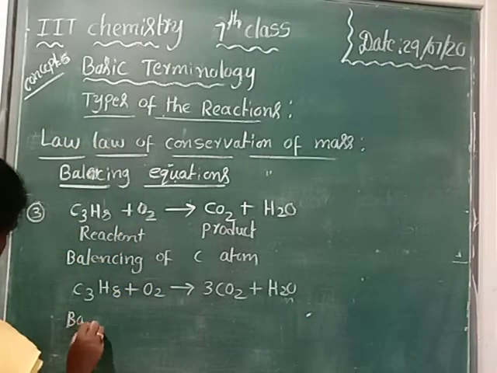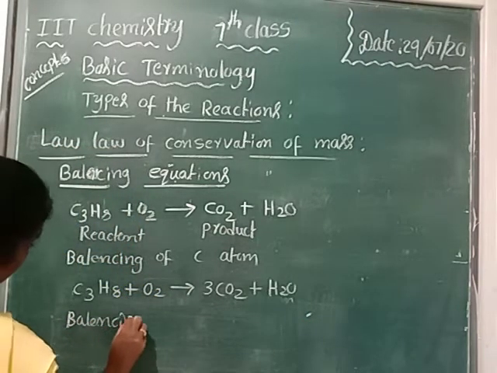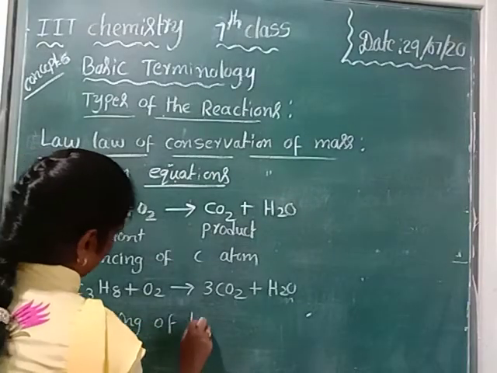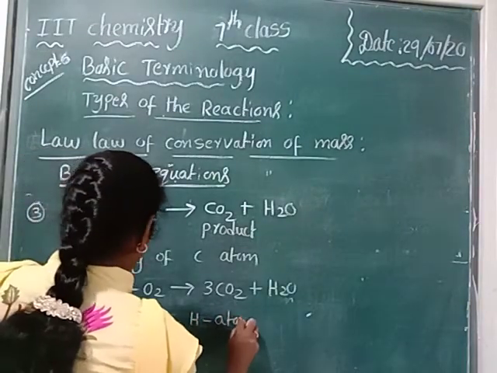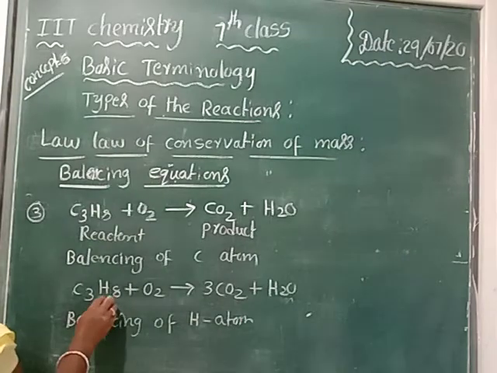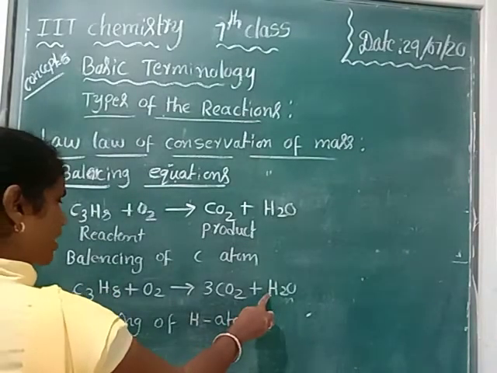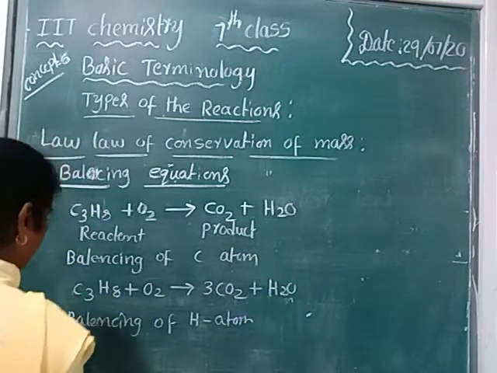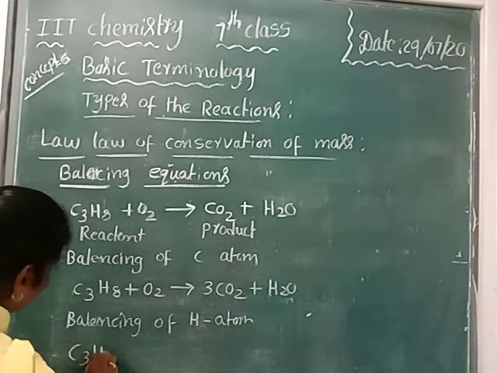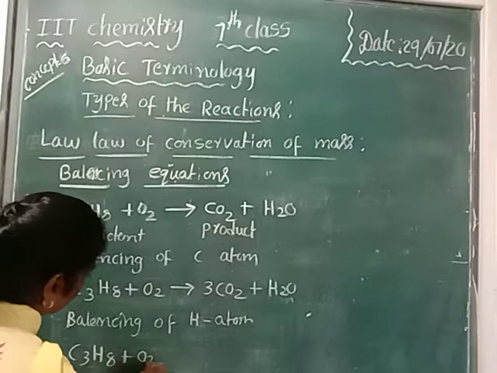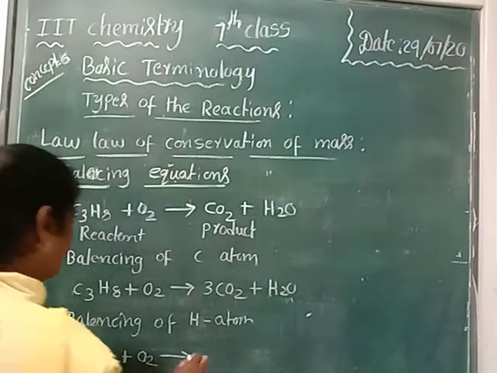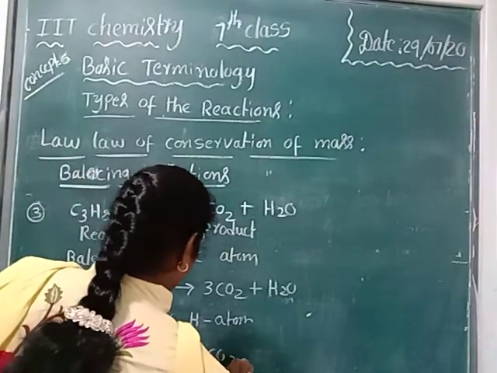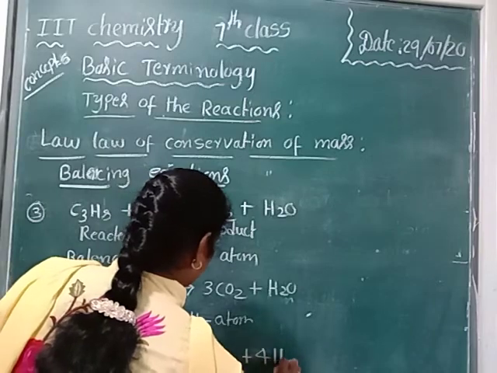Next, balancing of hydrogen atom. Here 8 hydrogens are there. Here how many hydrogens? 2 hydrogens only. Here keep 4, so 4 times 2 gives 8 hydrogens. So C3H8 plus O2 gives 3CO2 plus 4H2O.